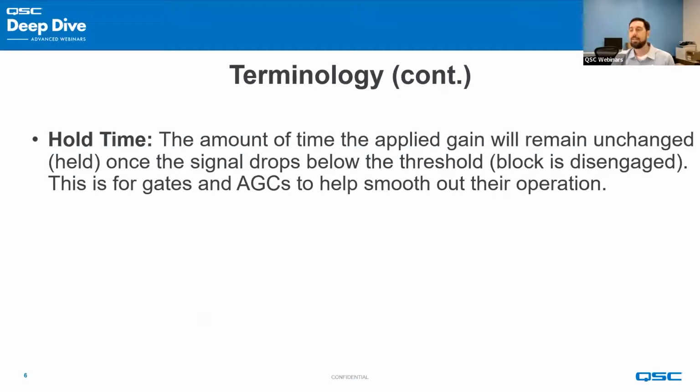Hold time. This is the amount of time that it will keep the applied gain unchanged once the signal drops below the threshold or the block is disengaged. This is in gates and AGCs, and this helps smooth out the operation so it doesn't feel super choppy. You can put that hold time in there so that it will stay at a certain level, even with little fluctuations above and below the threshold.